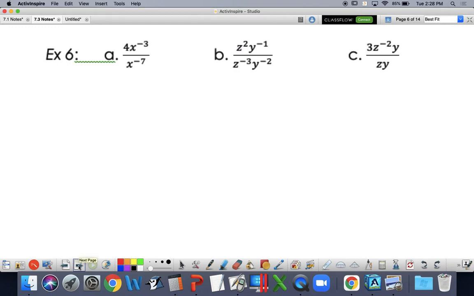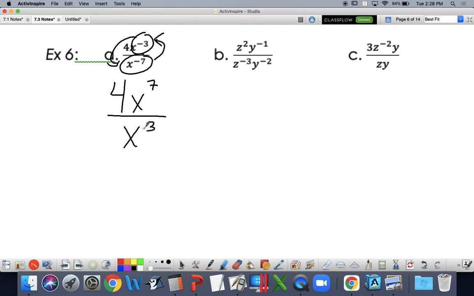All right, in example 6, we're starting to put a lot of different variables in there. There's a couple different approaches that you have. The first is you can get rid of the negative exponents right away. You can say, okay, I'm going to move this up, and I'm going to move this down. So I get 4 x to the 7th over x cubed. Some people don't like working with negative exponents at all, and so they want to put it in this form and then say, now that I see I'm dividing, I'm going to keep the base and subtract my exponents.